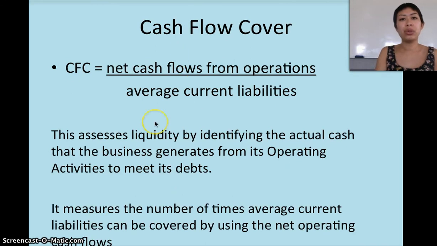Lastly, to overcome those limitations, we have something called a cash flow cover. It's basically just focusing on net cash flows from operations, the most important cash flow, over average current liabilities. So this means that it assesses liquidity by identifying the actual cash that the business generates from its operating activities to meet its debts. We don't look at this indicator as much, but it is still really important to know. It measures the number of times average current liabilities can be covered by using the net operating cash flow. So the greater the cash flow cover, the more able the business is, the more cash it has to cover its current liabilities.